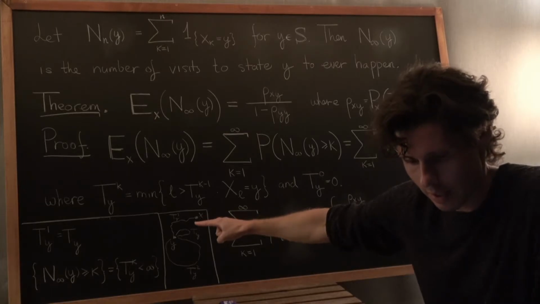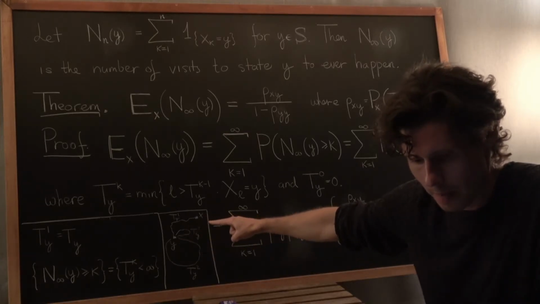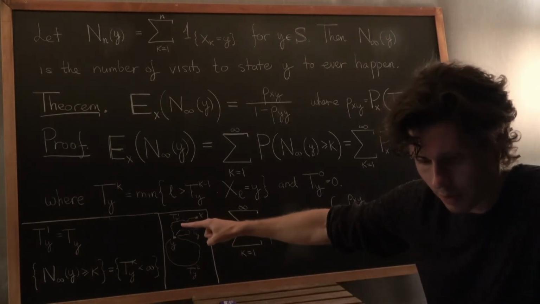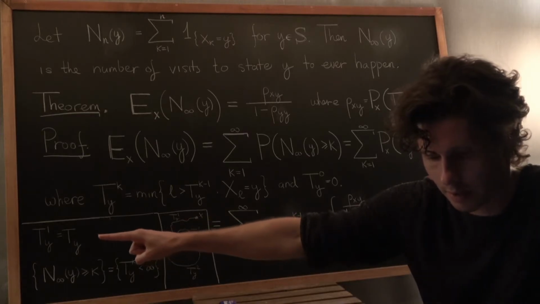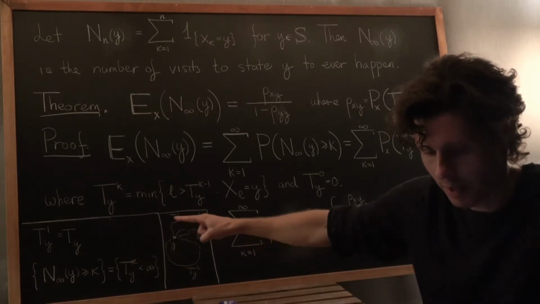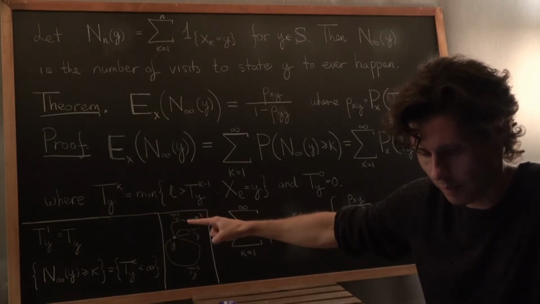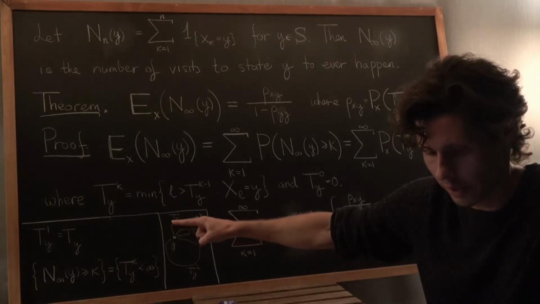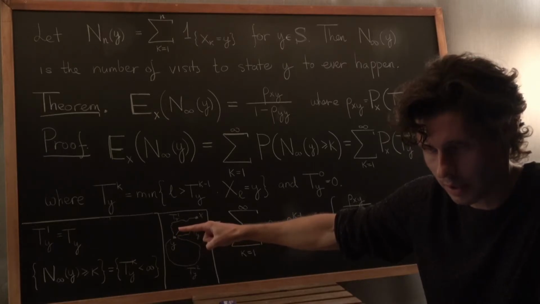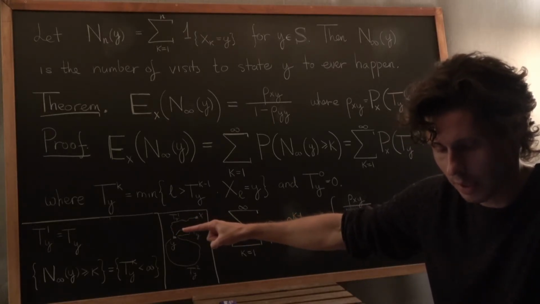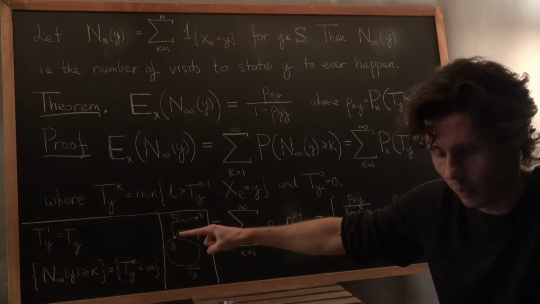Let's say this is state x, this is state y. The length of time that it takes me to go from x to y is exactly what T_y^1 denotes, this very first hitting time. So the length of this trip, meaning the number of time steps it took for this trip, that's T_y^1.